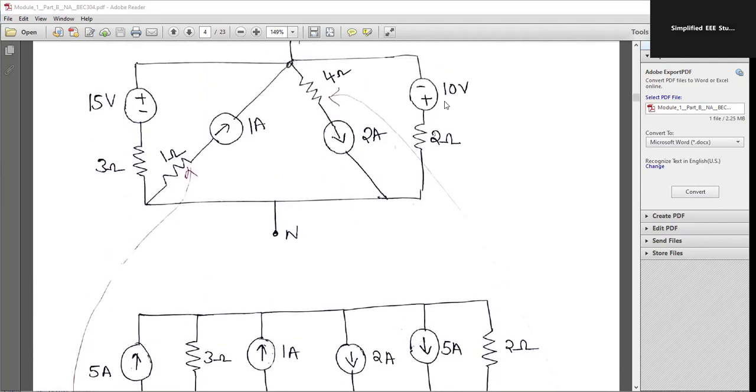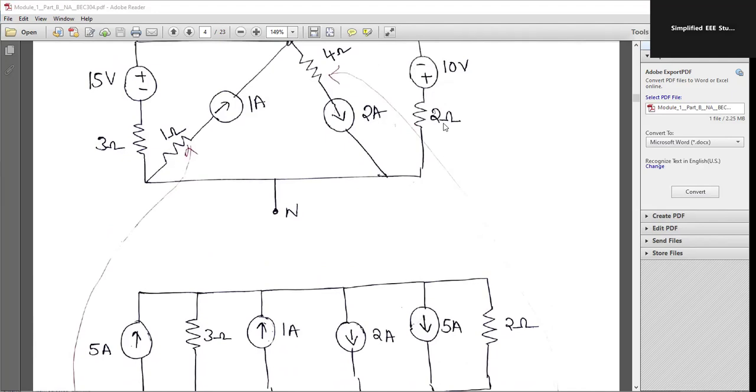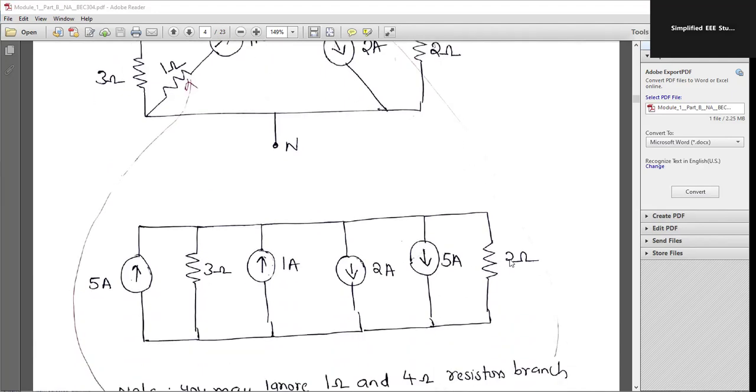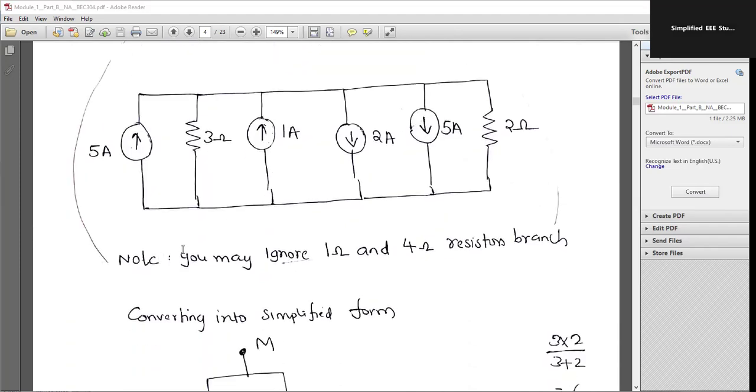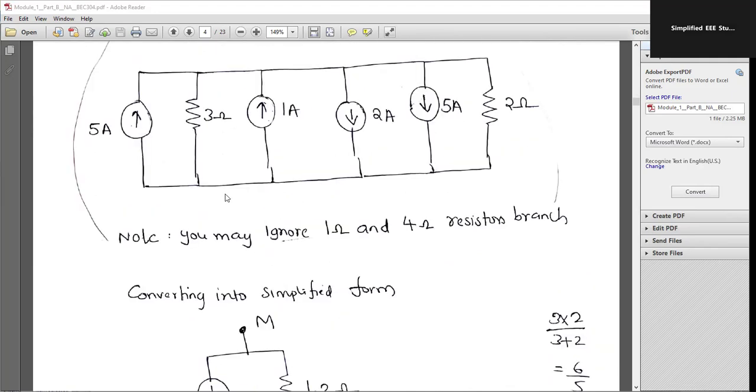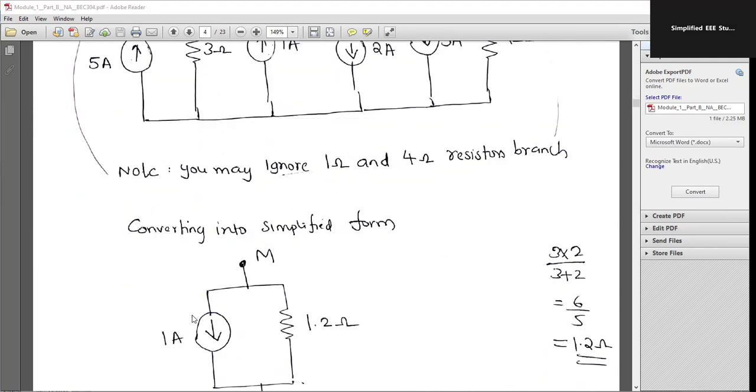Now on the right side, you can see 10 volt in series with the 2 ohm is nothing but 5 ampere in parallel to 2 ohm. Now you can see the same direction of current, you can add. Opposite direction of current, you can subtract. Here 5 ampere and 1 ampere is nothing but 6 ampere. In the opposite direction, 2 ampere and 5 ampere, what is the result? That will be 7 ampere. So the difference you can take out, that means 7 minus 6 is nothing but 1 ampere.